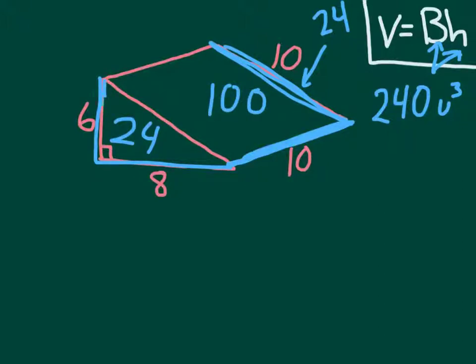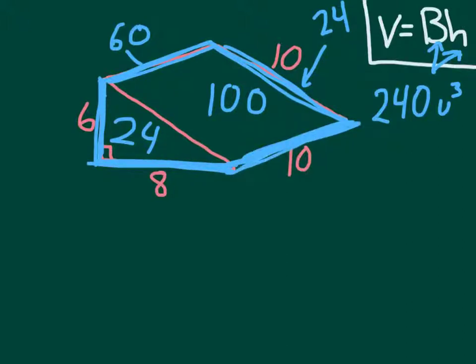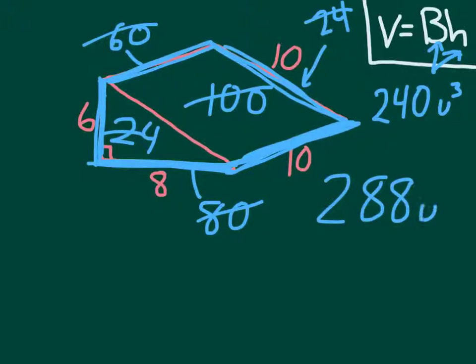On the back, I have a 6 by 10 rectangle. 6 times 10 is 60 for base times height. And then on the bottom, I have a rectangle that is 8 by 10, which is 80 units squared. So if I want to cover this entire thing, I add all those up. I have to cover 100 plus 80 is 180, plus 60 is 240, plus 24 plus 24, what was that, 240? So it would be 288 units squared to cover it.